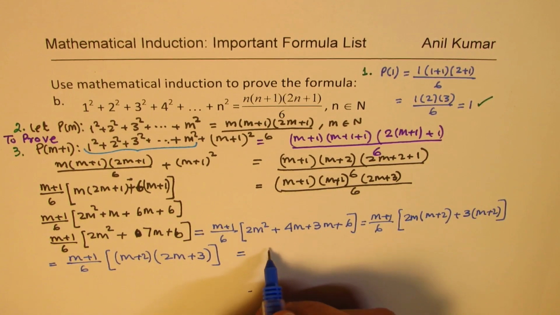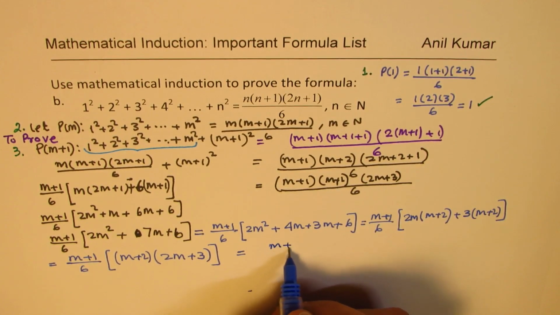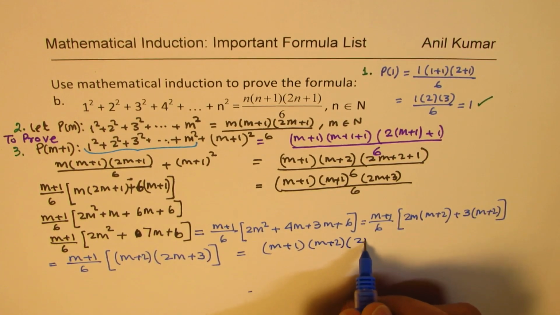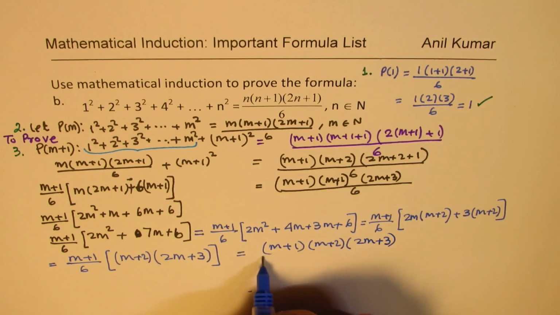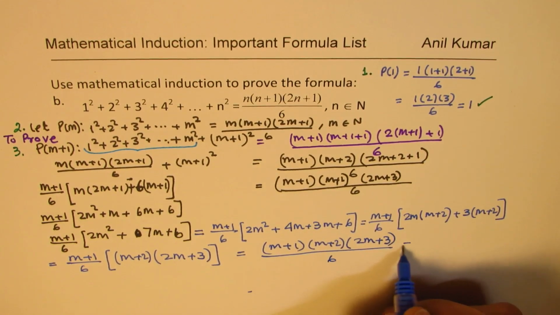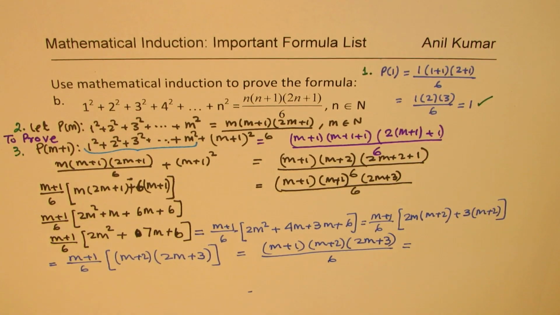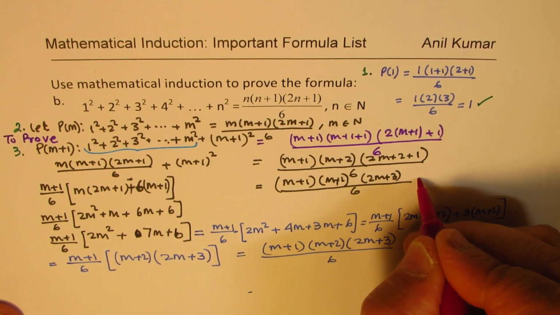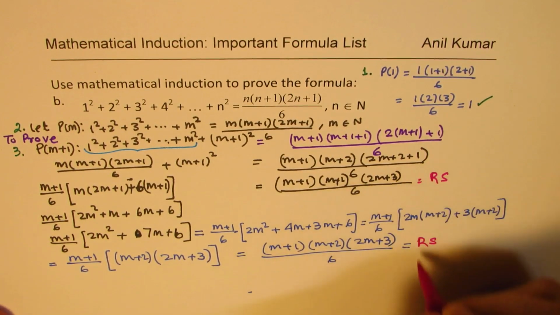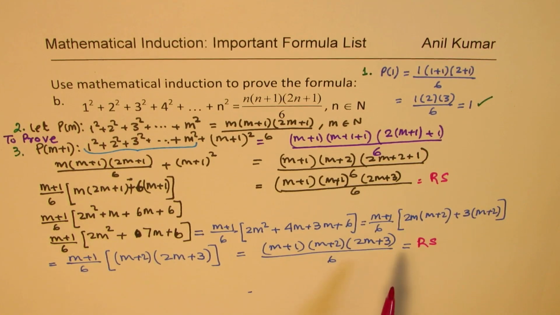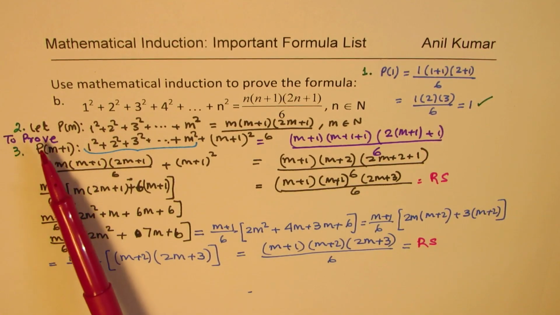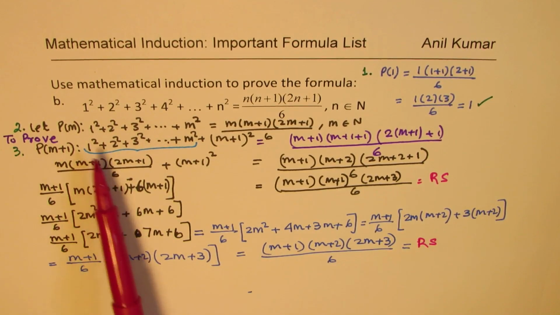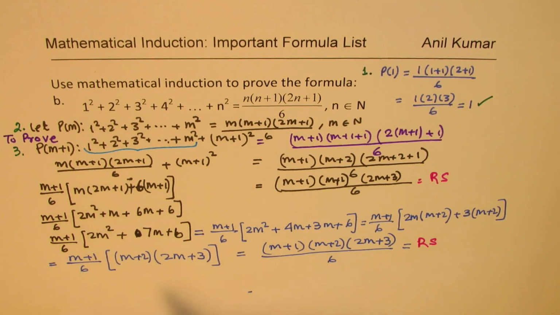That is our right side. Now I could write this as m plus 1 times m plus 2 times 2m plus 3 over 6, and that is equal to the right side. Is that okay? So either way, this is your right side, correct? So both are the same. So we have shown that if we assume that P of m is correct, then P of m plus 1 is also correct, and therefore the statement is true.